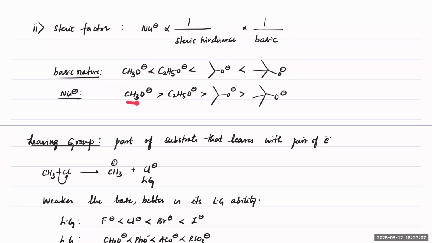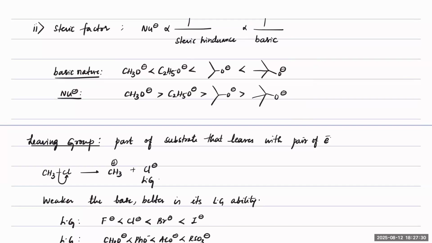Then if you compare the nucleophilic strength here, you can see the alkoxides, because crowding is a very important factor for nucleophilic strength. So the less the crowding, the better the nucleophilic strength. So methoxide, ethoxide, isopropoxide, and tert-butoxide. That will be the order of nucleophilic strength.